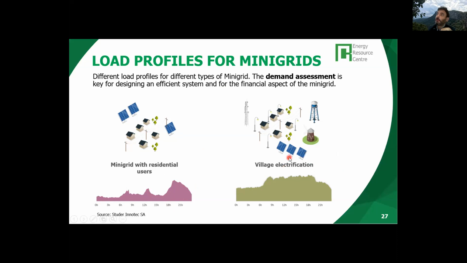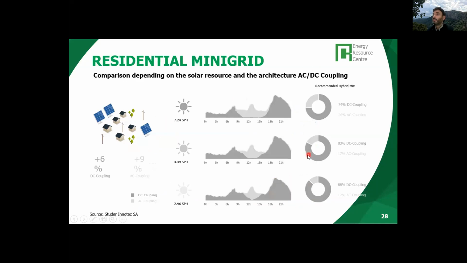And then another possibility, which is a community with, you know, higher community loads. We can see the public lighting, we can see some productive activities, telecom tower. We see the appearance of a base load that would be higher, and also a higher consumption during daytime due to the productive activities. So the load profile is substantially different.